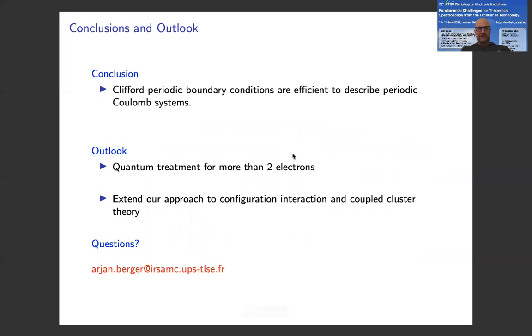Finally, the conclusions and a brief outlook. In conclusion, I hope I've shown you that we can use this Clifford approach to efficiently describe periodic Coulomb systems. As an outlook, we are now looking at the quantum treatment for more than 2 electrons. We've made good progress there. And of course, we would also like to extend the approach to configuration interaction and coupled cluster theory.